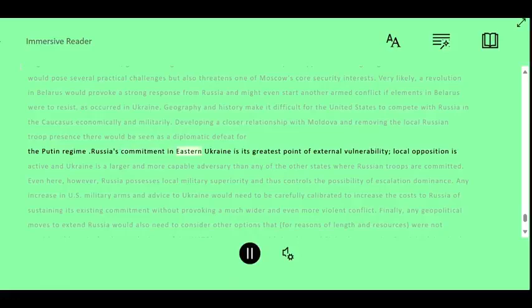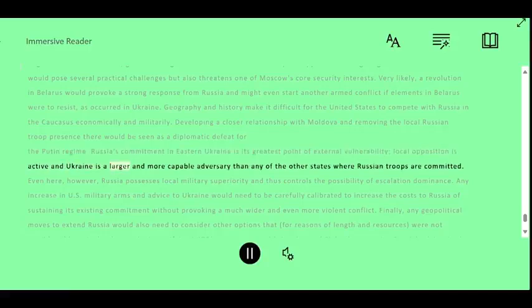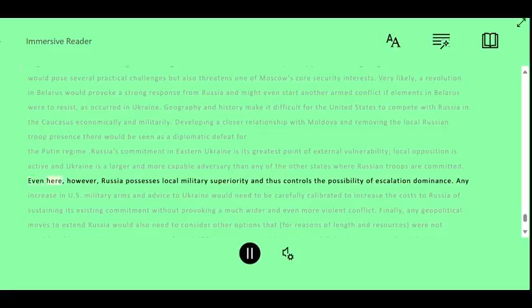Russia's commitment in eastern Ukraine is its greatest point of external vulnerability. Local opposition is active and Ukraine is a larger and more capable adversary than any of the other states where Russian troops are committed. Even here, however, Russia possesses local military superiority and thus controls the possibility of escalation dominance.